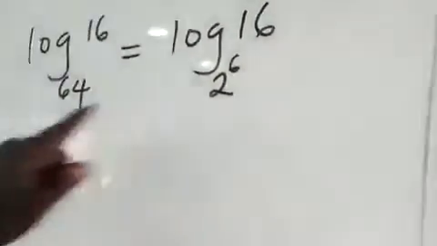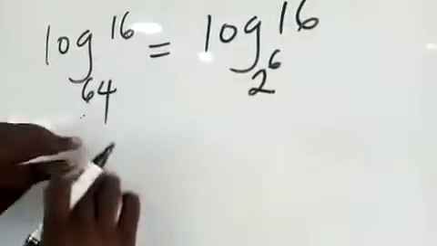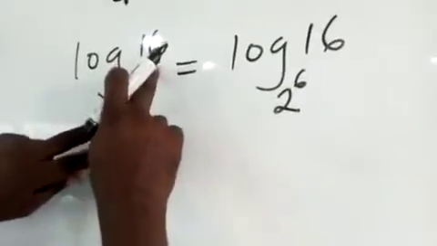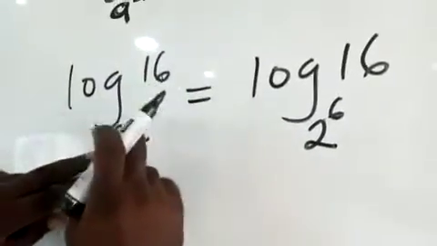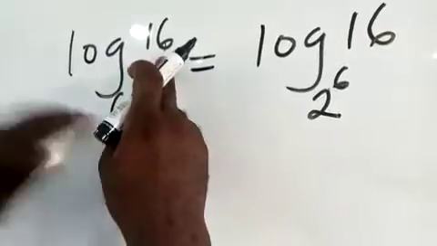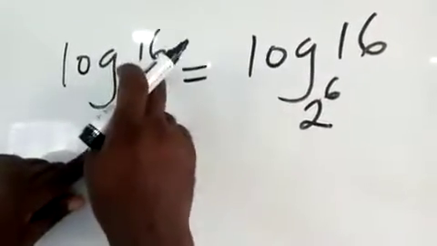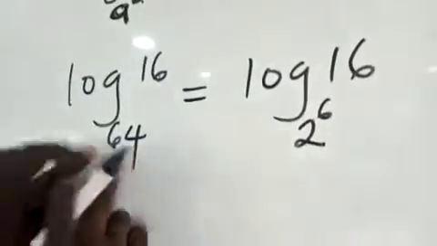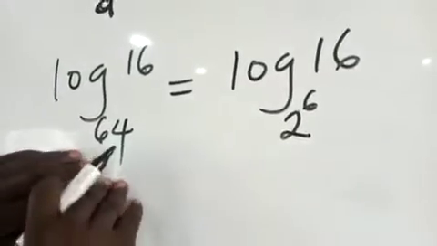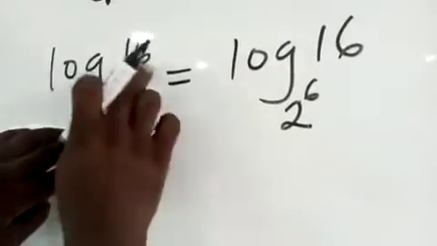You can see, I just want the base to be reduced. The base should not be more than the number. However, when the number is not less than the base, no problem. What you just need to do is reduce the base to the lowest minimum so that it will not be up to the number. And that is what I've just done here.